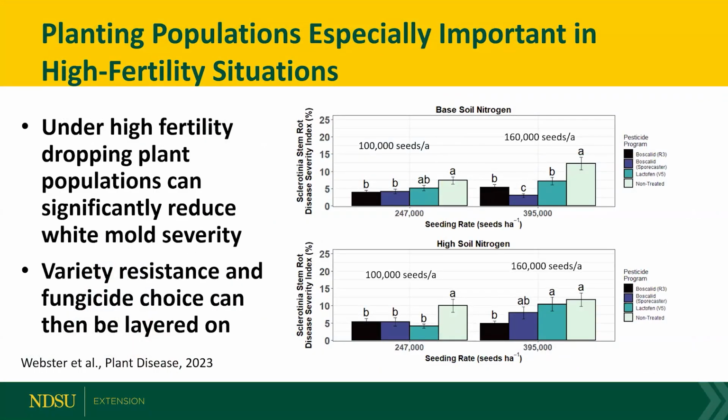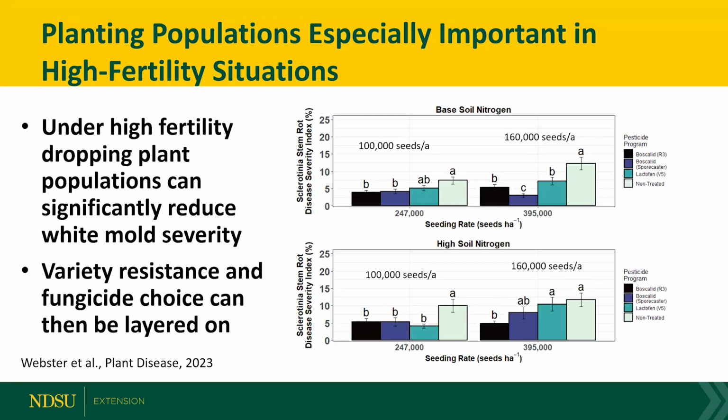Now, the other thing here, looking at these two seeding rates in combination with the different fungicide and lactofen pesticide programs, we do see this response. If we have this high fertility down here, and we can drop these planting populations down, then this will reduce that white mold risk. Again, showing what we saw before: dropping those planting populations can help, especially in high risk environments such as high soil nitrogen.